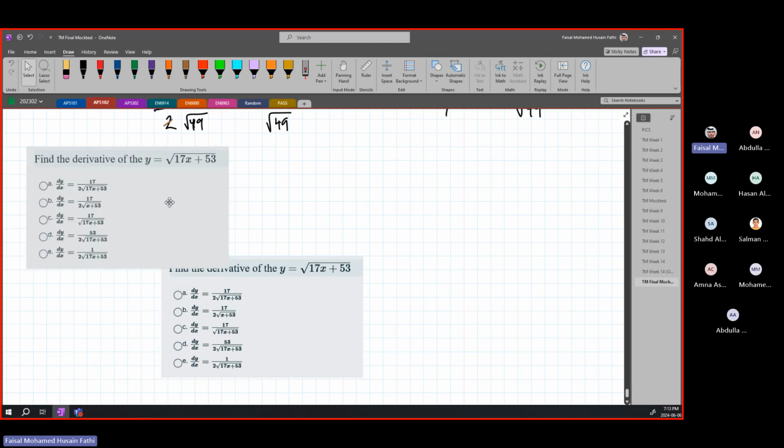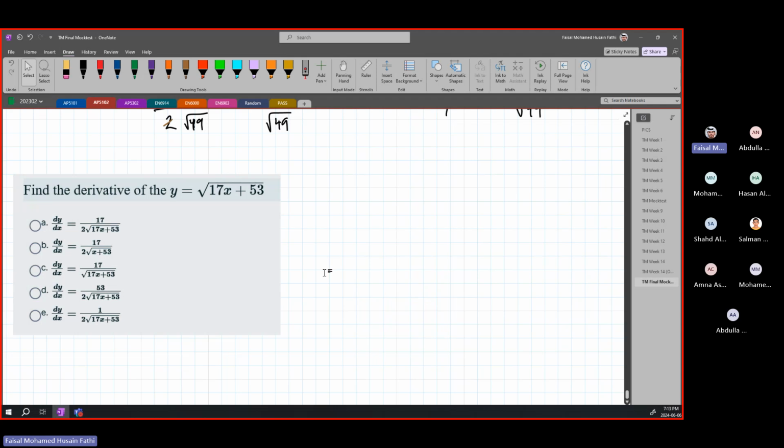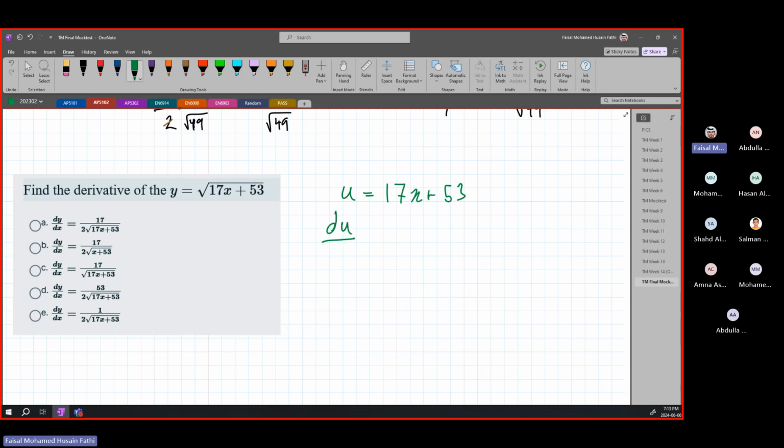So find the derivative of y equals 17 square root of 17x plus 53. Again, all you're going to be doing is you're going to say u is equal to 17x plus 53 and find your du by dx, which is 17. Once you do that, you can say y is equal to the square root of u. Or in other words, this is the same as saying u to the power of half.